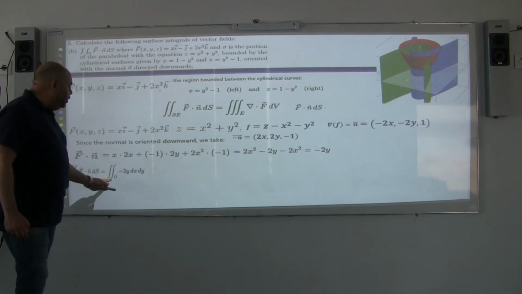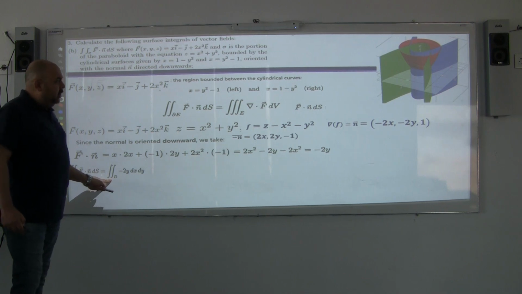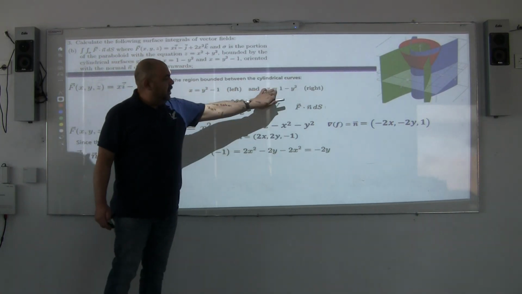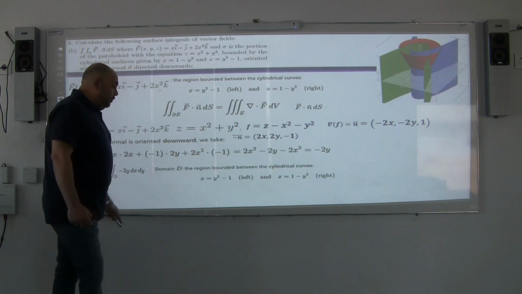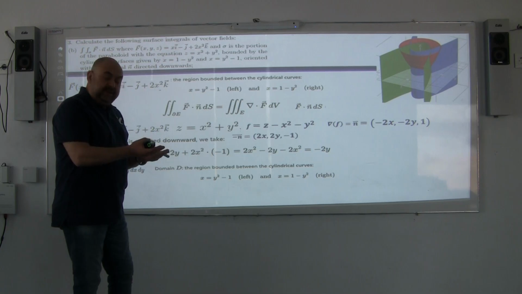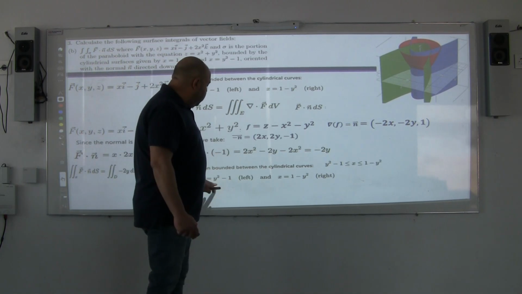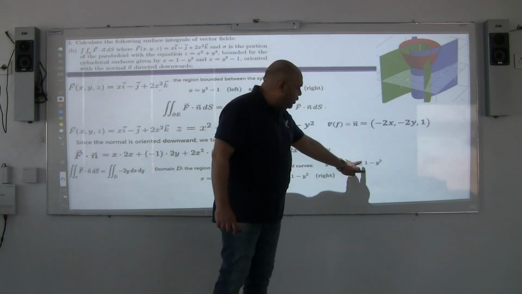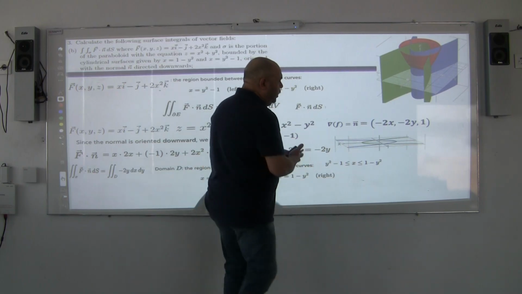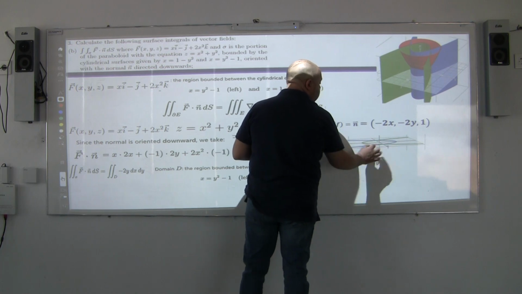The catch here is to determine your region or the domain, which is actually located between these two guides, x equals y squared minus 1 and x equals 1 minus y squared. If you look deeply between these two parabolic cylinders and look at their intersection in the OXY plane, you will have this shape. So x here is the region between y squared minus 1 and 1 minus y squared. That's one parabola, that's the other parabola, and we need to determine these.